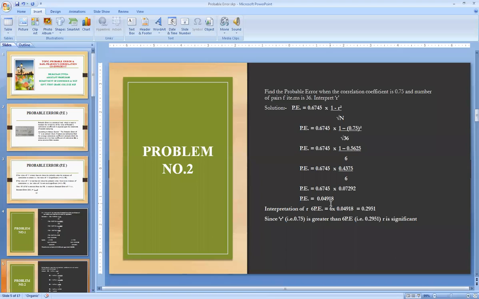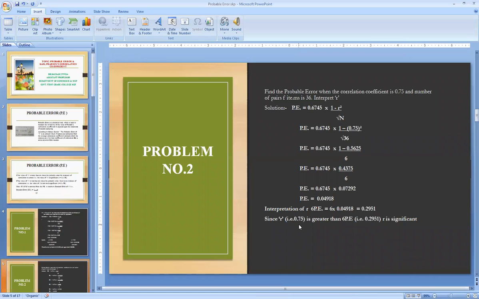Now we need to go for interpreting the value of R, whether the probable error is significant or not has to be checked. First, we should multiply with 6. Whether it is significant or not significant, we can check very easily, that R we have to interpret with 6PE, which is 6 into the probable error, 0.04918. The 6PE value is now 0.2951.